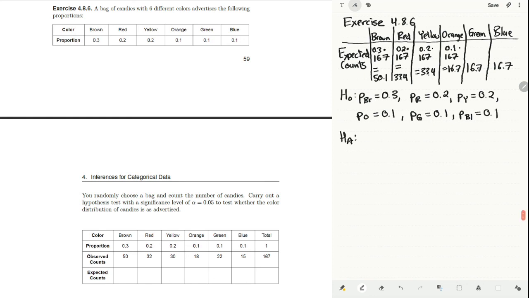And the alternative is that at least one of the proportions differs from the advertised proportions.